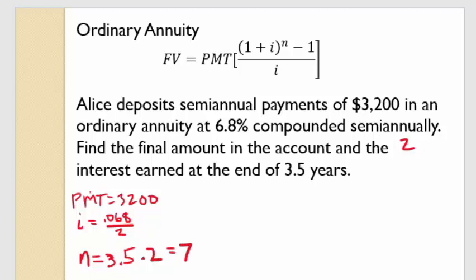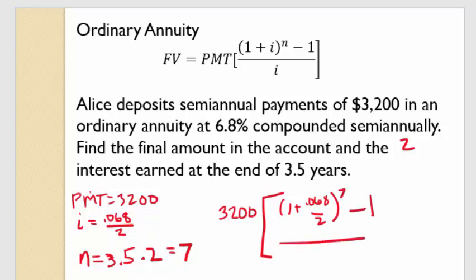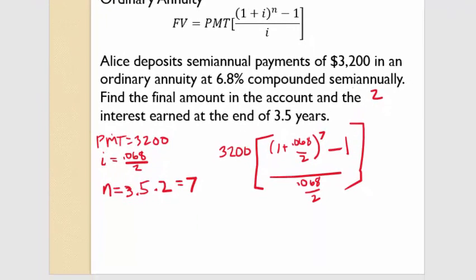Now we're ready to plug everything in. So the payment is $3,200, and then put a big bracket around your fraction. On the numerator, you have 1 plus I, and I is 0.068 divided by 2, raised to the n power, and n is 7, minus 1, divided by I, and I is 0.068 divided by 2. So our strategy is going to be to find our numerator, then find the denominator and divide the two, and multiply the result by 3,200.